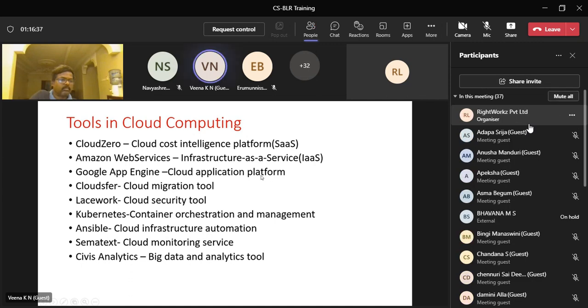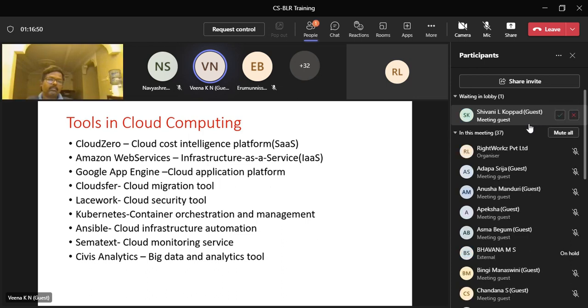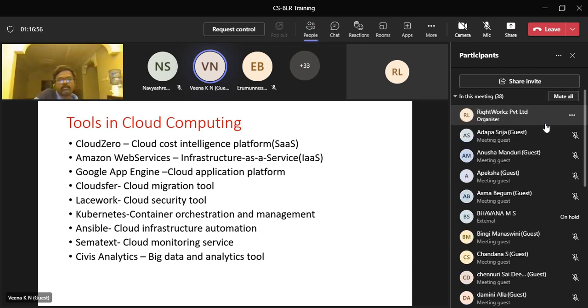The tools which are used in cloud computing are Zero, which is a cloud cost intelligence platform, and also SaaS. Amazon Web Services is an infrastructure as a service, that is IaaS. Google App Engine is a cloud application platform.